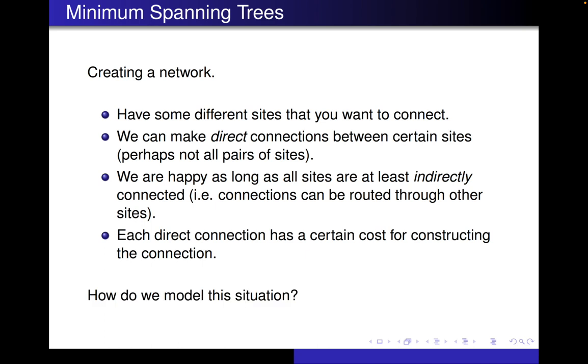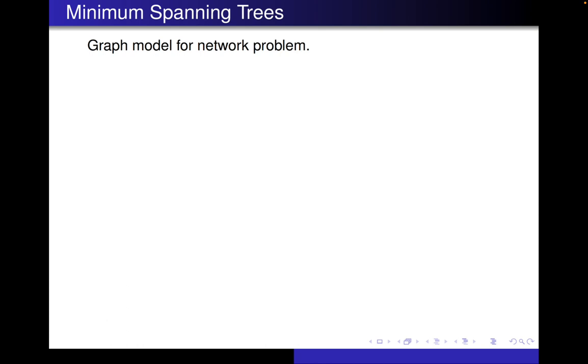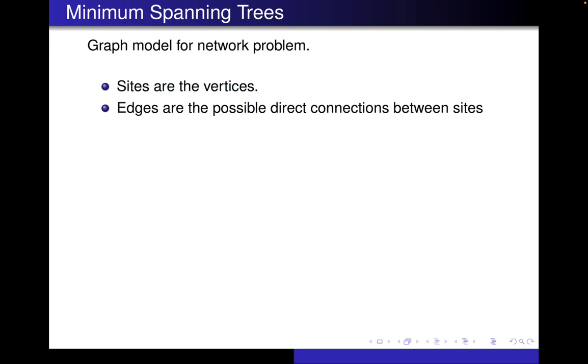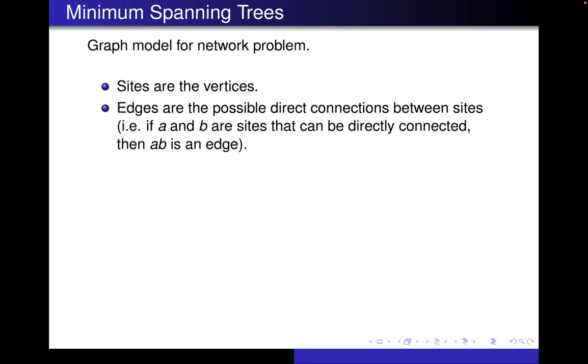And we want to look for a model for this situation. And if you look carefully, it looks like we want to use graphs. So how does the graph model work for this network problem? The sites that we're trying to connect are going to be our vertices. And the edges are the possible direct connections between the sites. So if A and B are sites that can be directly connected, then {A, B} is an edge.